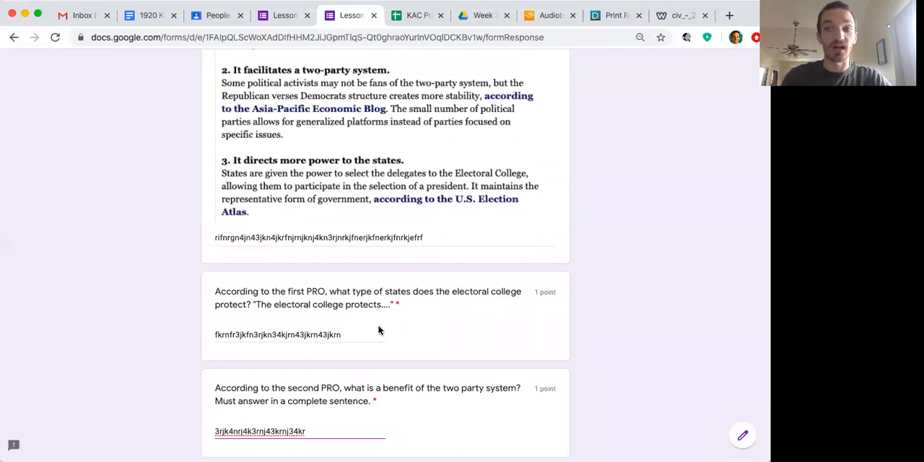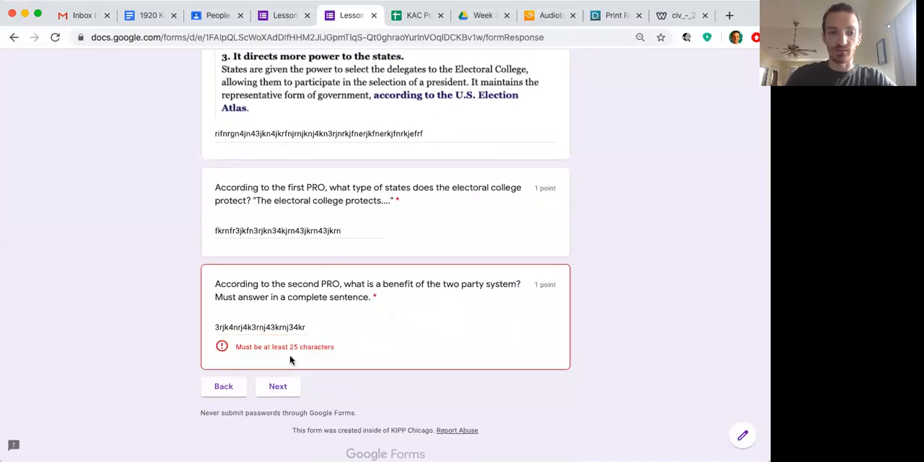So we talked a lot about pros and cons of the two-party system last week. In number 2 right here, what is a good thing about the two-party system? Then we move on.